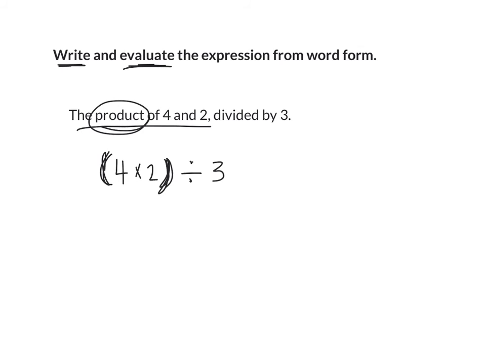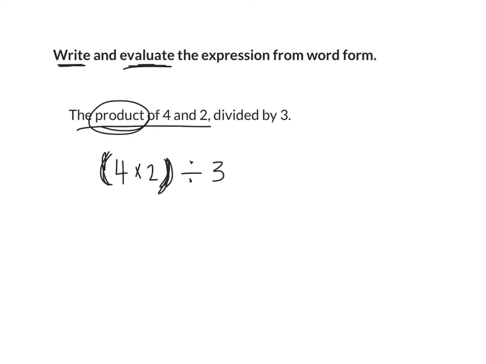What does evaluate mean? Solve. So now let's solve it. 4 times 2 divided by 3. What part should we do first? The multiplication or the division? Why? Because it's in parentheses. But even if there were no parentheses there, we would do it first because it's on the left. Does that make sense?